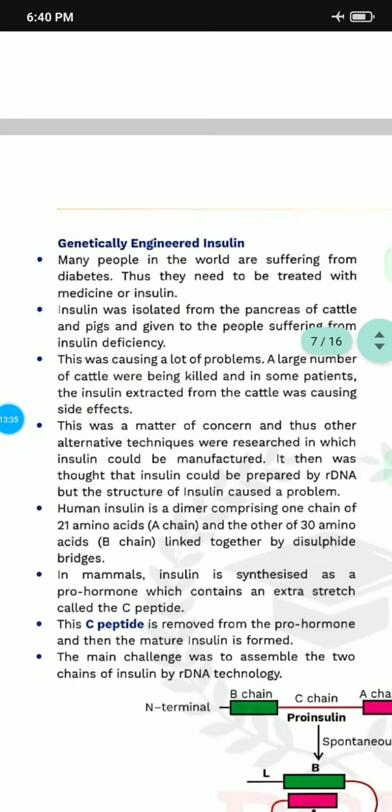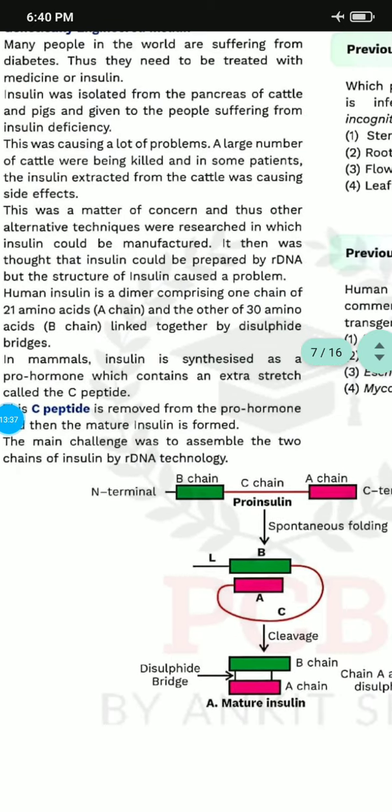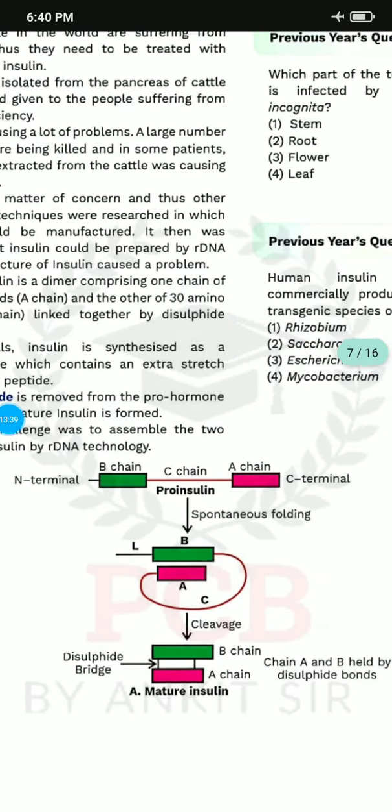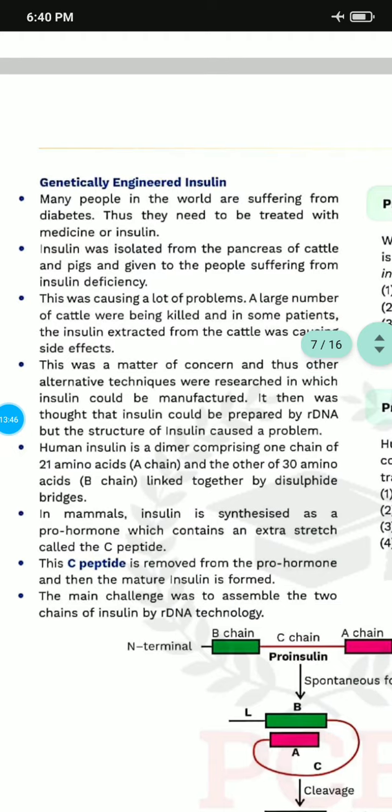Genetically engineered insulin is a type of insulin which consists of three chains: the A chain, the B chain, and the C chain. Actually, many people in the world are suffering from diabetes and they need treatment. The treatment is only insulin.